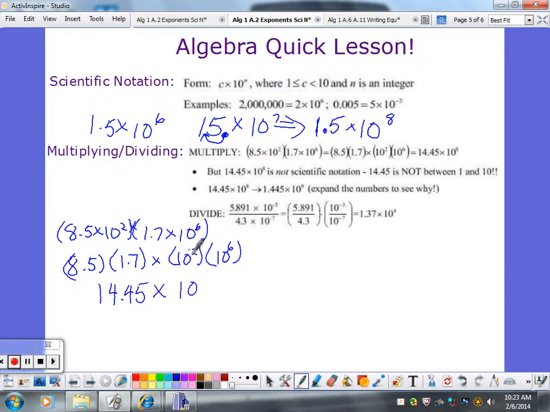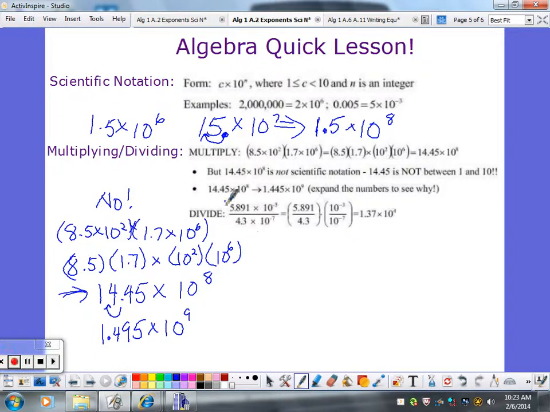Times, what's 10 squared times 10 to the 6th, using the laws of exponents? How many factors of 10? 8. So do you have to expand these out first and then multiply? No, in fact, don't. Now, is this scientific notation? It kind of looks like it, but is it? No. What's the problem? I've got to move that over to the left. Well, what's that going to do to my power of 10? Move it 1 to the right.